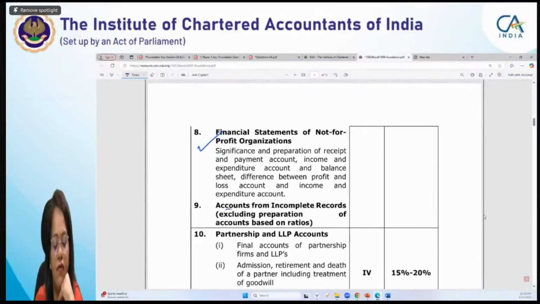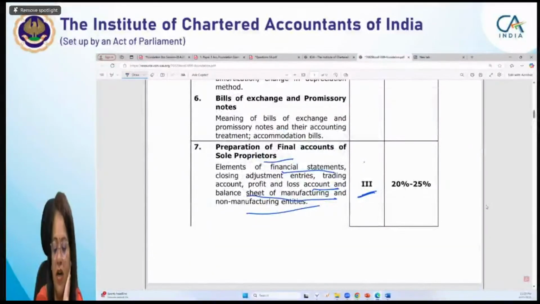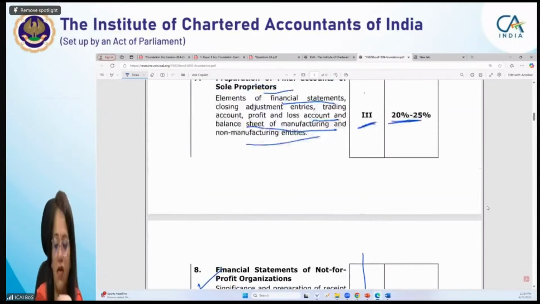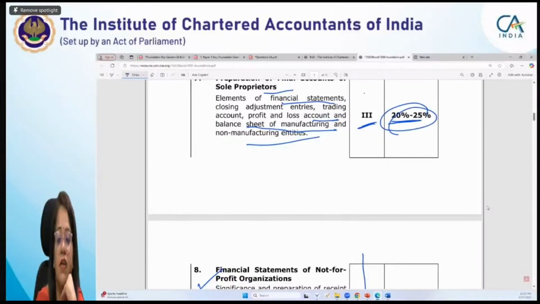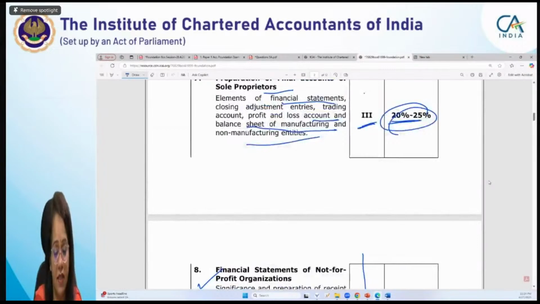Then we have accounts from incomplete records. All these three chapters cover 20 to 25% of weightage. Please understand, this is preparation of accounts only, and this covers 20 to 25% of weightage. Very good question. I know these questions are a little lengthy, but yes, you can get good marks over here.